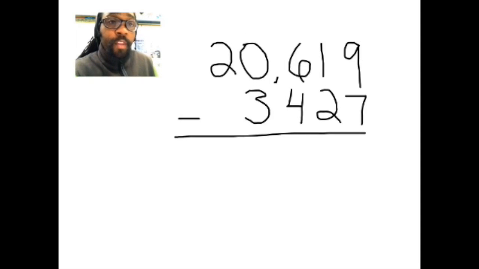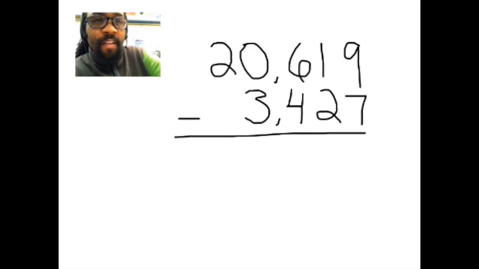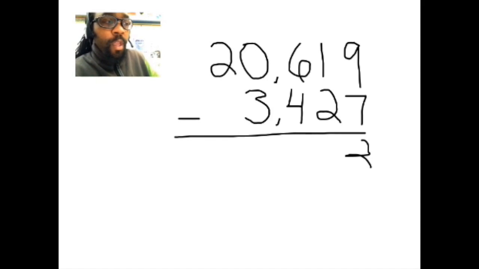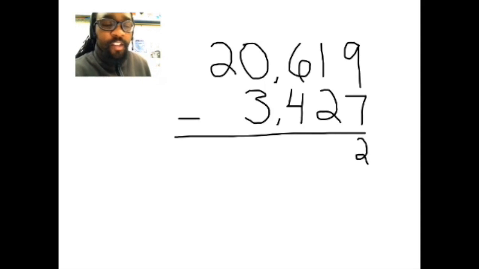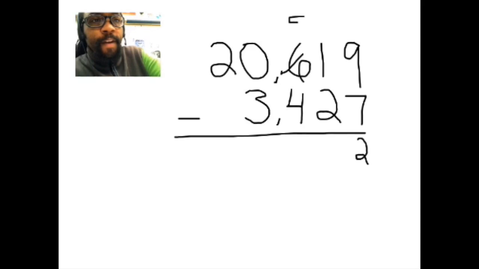Our next problem, 20,619 minus 3,427. 9 minus 7 is 2. And let me rewrite that. It's a 2 there. Please fill all of these out on your sheet. And then we need to take 1 minus 2. We cannot do that. Let's borrow from the 6, make that a 5, and carry our 1 over. So 11 minus 2 is 9. Let me make a better 9 there. And then we have 5 minus 4, which is 1. We can put our comma down.